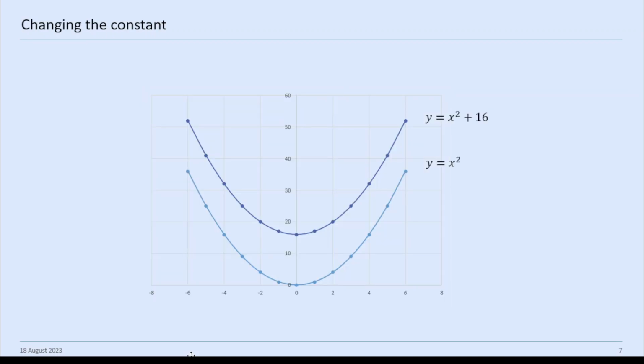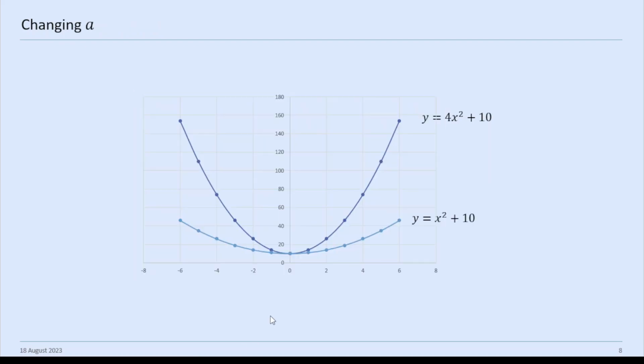So firstly, this is c, so y equals x squared is the basic quadratic, and then y equals x squared plus 16 is the same thing, moved up by 16, and it intersects the axis at 16. This is increasing a, so this is y equals x squared plus 10, intersecting the axis at 10. This is y equals 4x squared plus 10, it's a much steeper curve, so going from 4x squared plus 10 to x squared plus 10, we make it flatter.